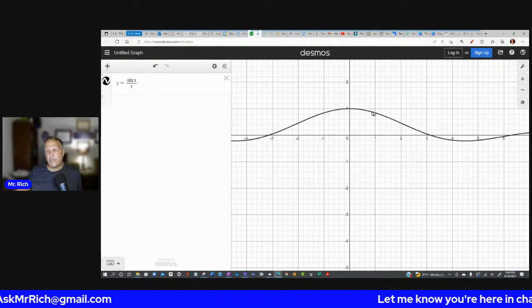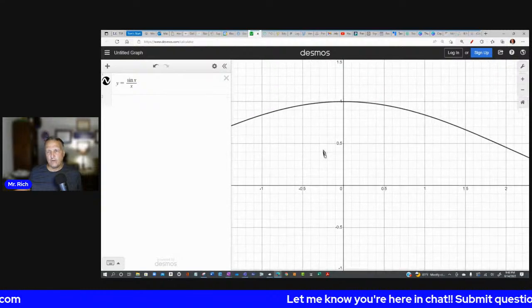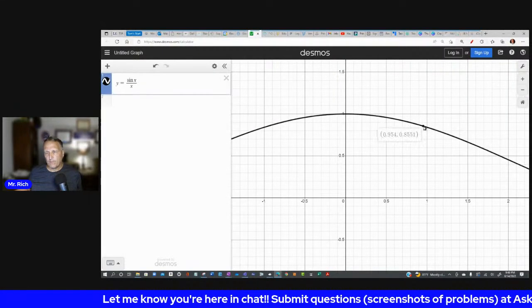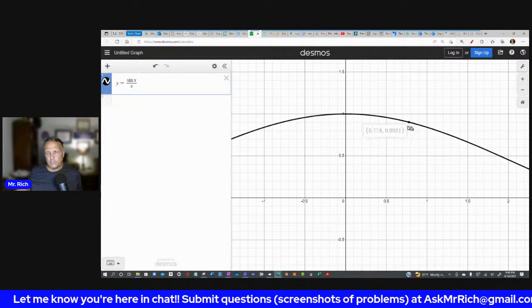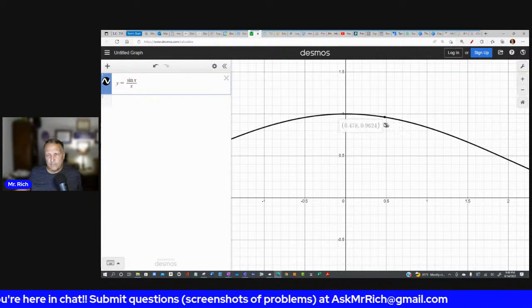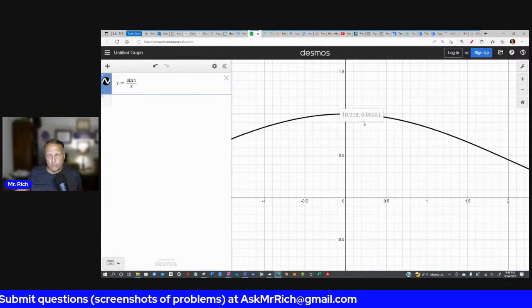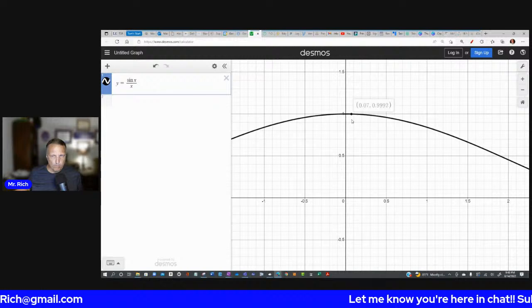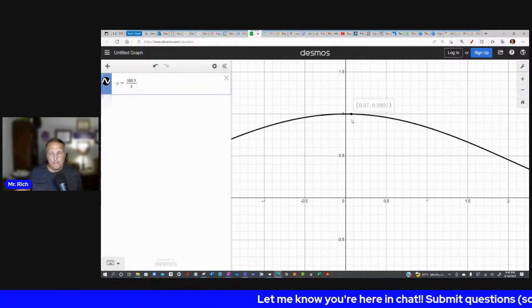But if you take a look, let's just zoom way in here at x equals 0. If you run your cursor, I'm clicking and holding here, you can see that as my x values are getting closer to 0, the y values are approaching 1, right? I'm at the ordered pair x equals 0.07 and y equals 0.9992.